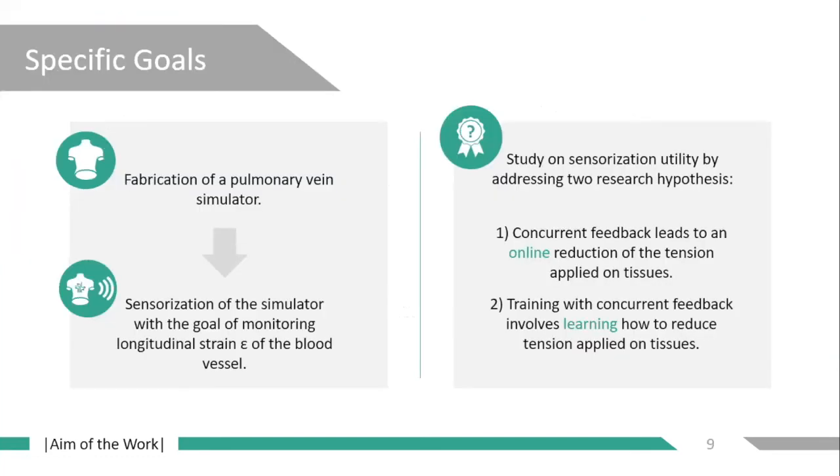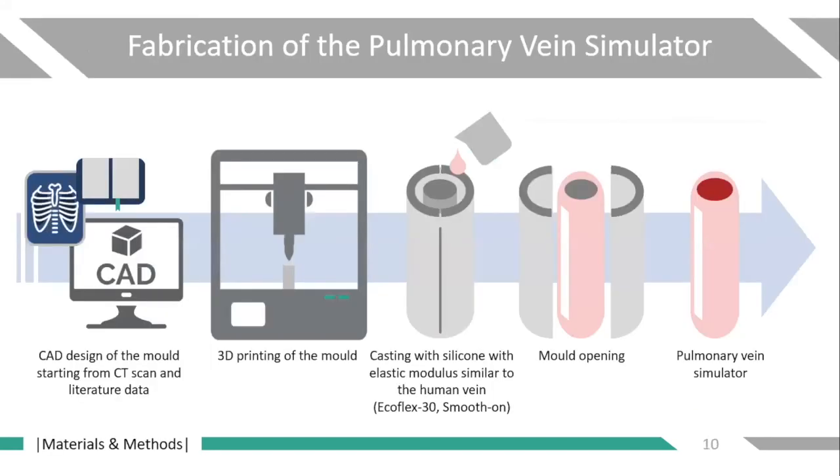So specifically, for the lung lobectomy, what we did was to develop a pulmonary vein simulator, which is one of the most critical structures of the procedure. And we sensorized it with the goal of monitoring strain, excess of which can cause the blood vessel rupture, and so the bleeding. And finally, we also did a user study to evaluate the utility of concurrent feedback and of the sensorization. And this is basically what we did.